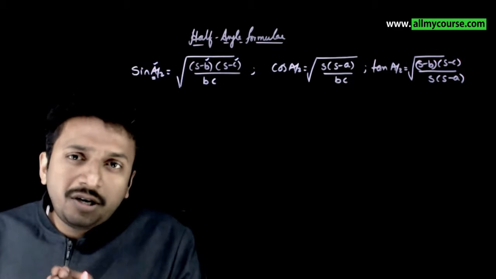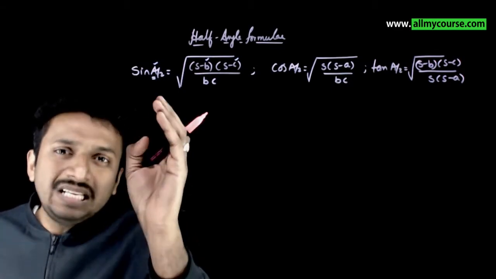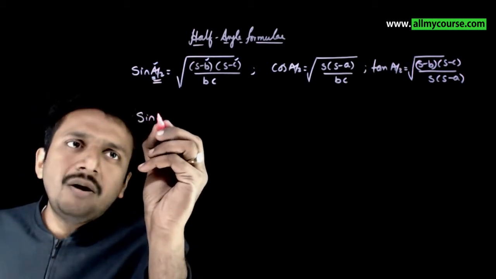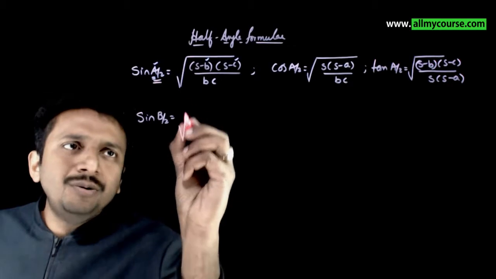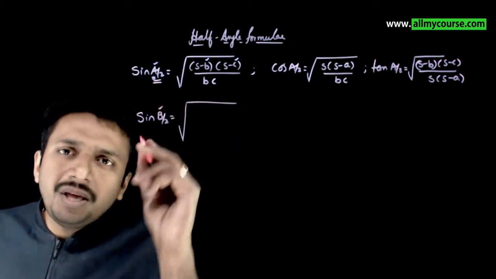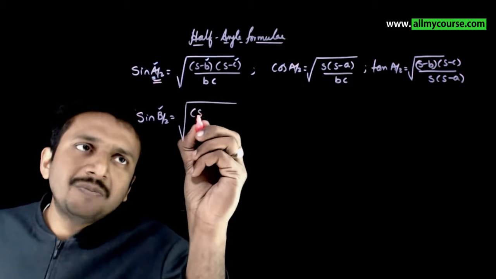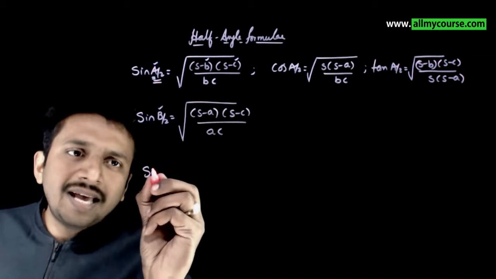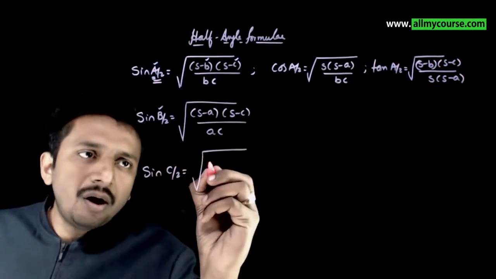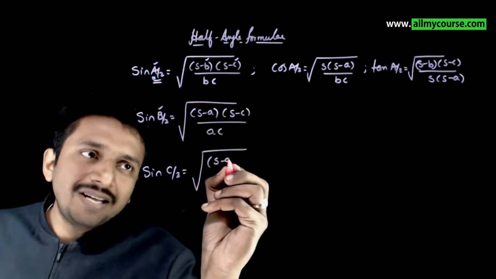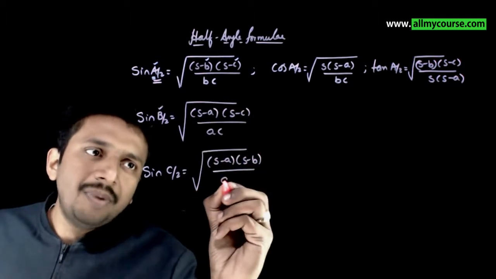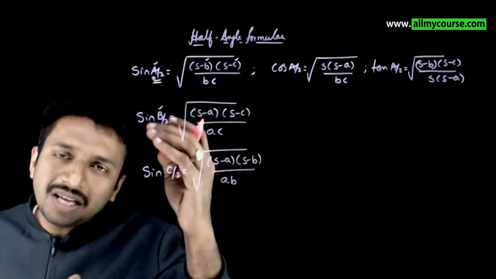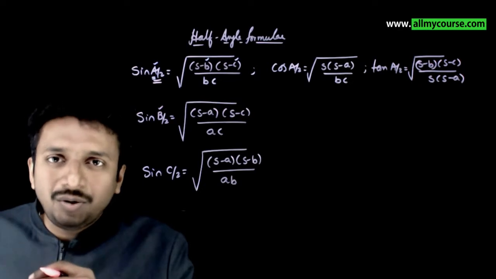Before moving forward, we need to understand that these formulas are not just limited to A by 2. If you want sine of B by 2, just take the square root of, if you're using B here, you should not use B here, that is (S minus A) into (S minus C) by AC. And what is sine C by 2? It's nothing but root of, you should not use C, so (S minus A) into (S minus B) by AB. This is how you extend the formulas to other angles. The derivation looks very similar. You can try to do the derivations.